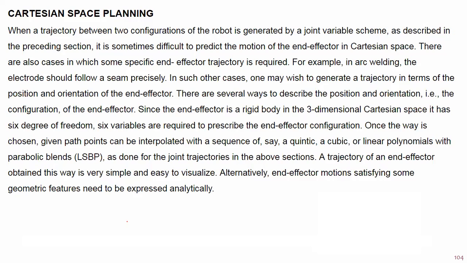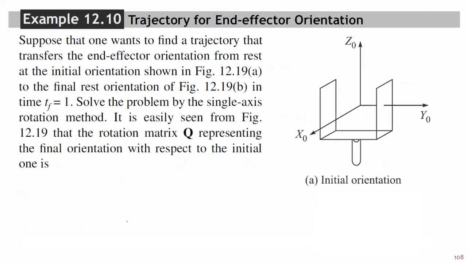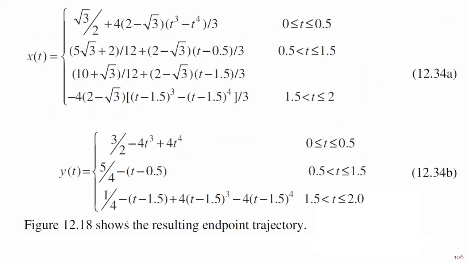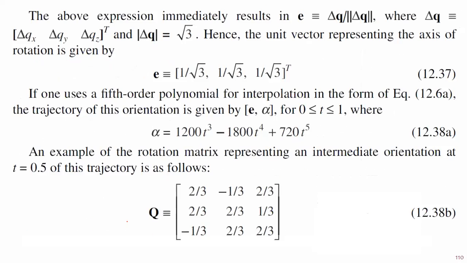A trajectory of an end effector obtained this way is very simple and easy to visualize. Alternatively, end effector motions satisfying some geometric features need to be expressed analytically. Therefore, this is the trajectory of a two-link robot arm in Cartesian space. This is the trajectory for end effector orientation. Earlier it was a two-link robot arm, and this is for the end effector. See that initial orientation, final orientation.